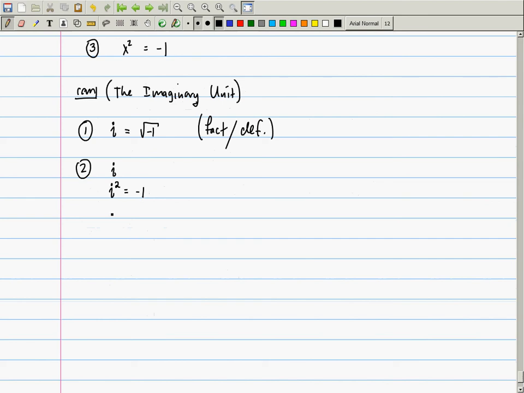What about I cubed? Not positive 1. Let's think about this. I cubed, according to the rules of exponents, because if we're going to do this, this has to agree with every other piece of information that we have. We can't introduce a new piece of information and have it not agree with all the previous information. So this has to be equal to I squared times I. Now, what's I squared? It's negative 1, and then I. So what is I cubed? It's negative I.